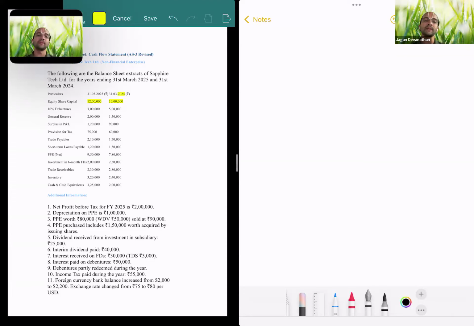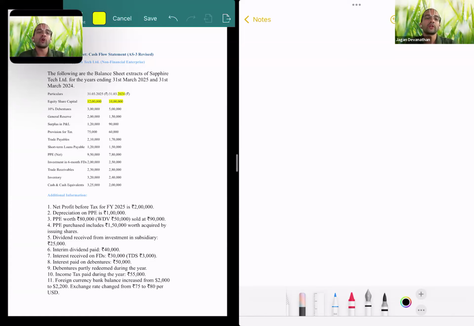Now, there is a surplus in PNL from 90,000 to 1,20,000. This is a change in PNL which will be added back. So that is 30,000 rupees. Next is provision for tax. It was 60,000 last year. Now it is 75,000. Trade payables were 1,70,000 in 2024. Now it is 2,10,000. So there is an increase in creditors.